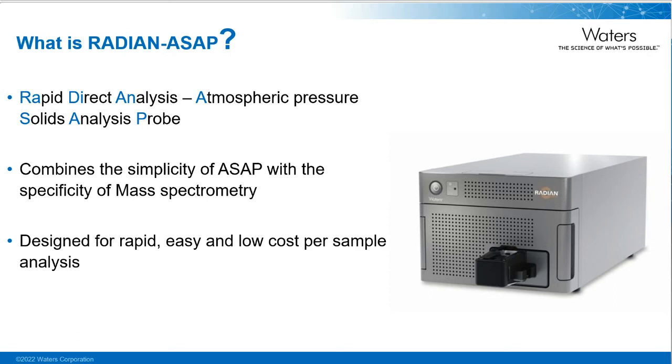This can be due to the cost of ownership, the complexity of the equipment and therefore the expertise which is required to operate, and the long run times which are often associated with chromatographic separation. The RADIAN-ASAP is designed for rapid, easy and low cost per sample analysis, with minimal sample prep required and no chromatographic separation.